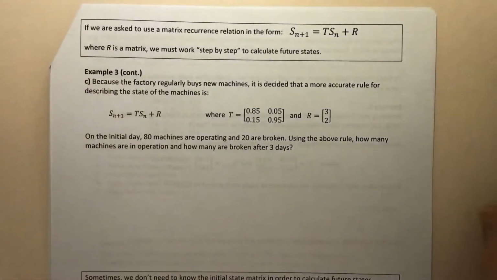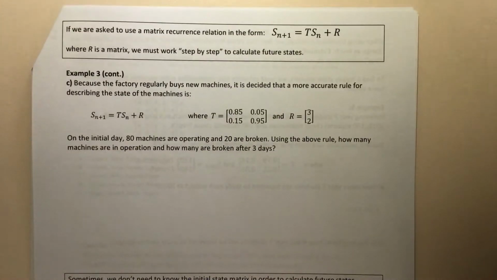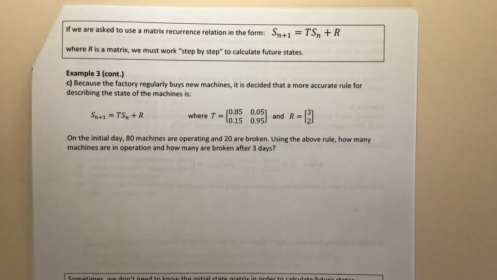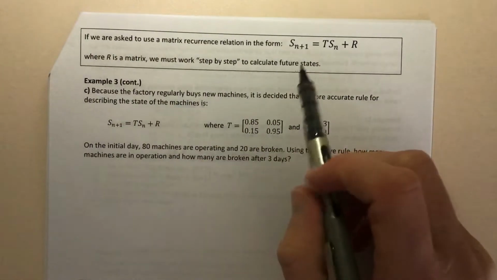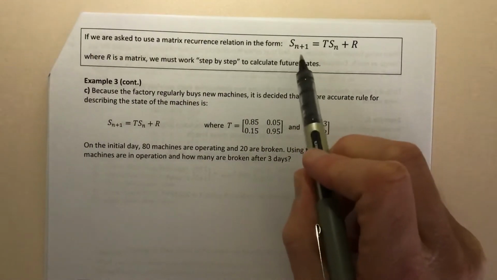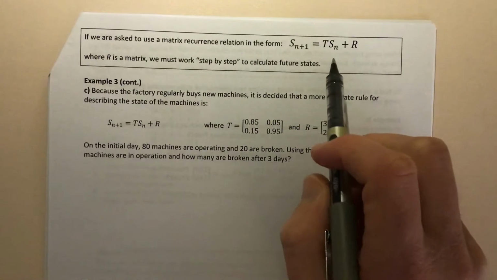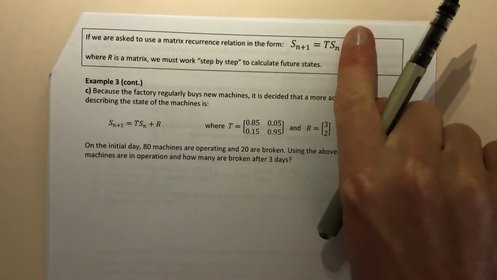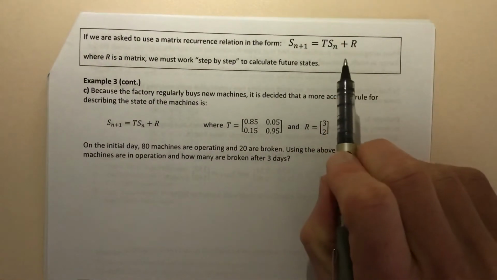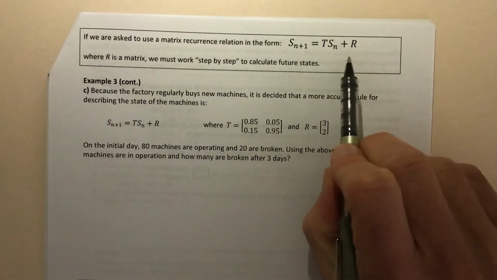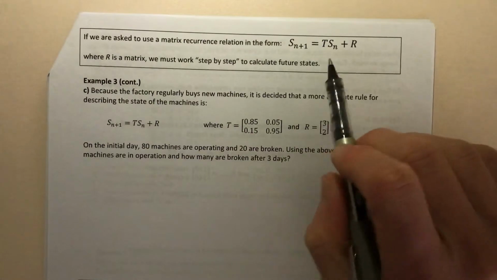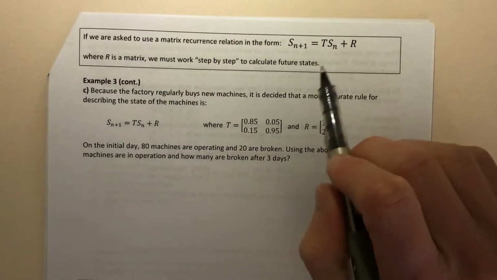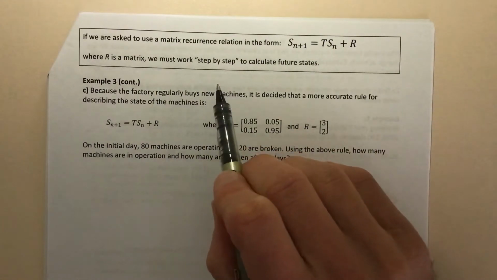A situation we've got to be a little bit careful of, and that often comes up in these transition matrix questions, is if you get a more complicated recurrence relation to work with. So if you ever have something in the form S of n plus 1 equals T times S of n, so that part's kind of the same as what we just looked at, but then with a matrix that's being added or sometimes subtracted at the end, in these situations you can't use that sort of power method that we just applied. You have to work step by step.